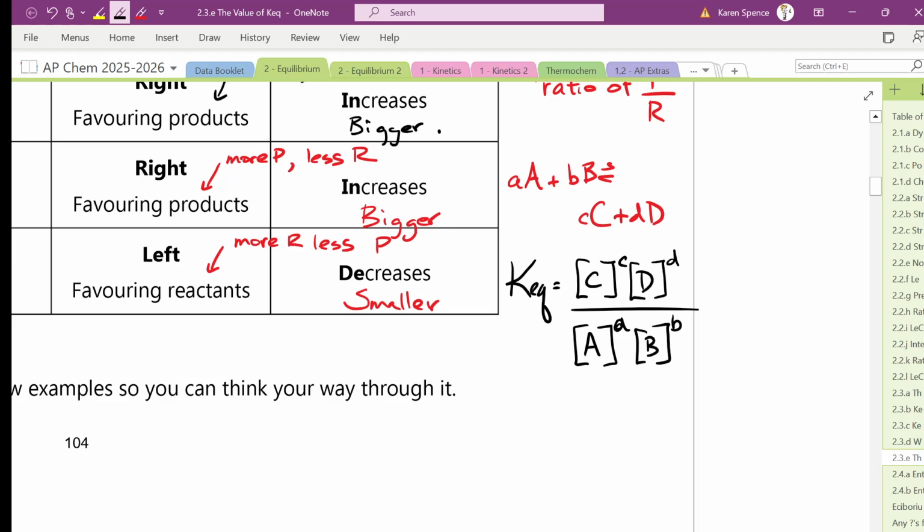Yes? And we know that if KEQ is greater than 1, what is true? Products are favored. Tell your partner what it means that products are favored.